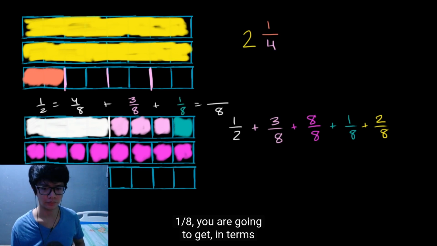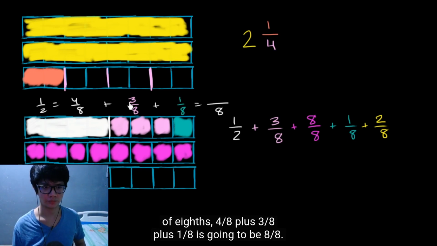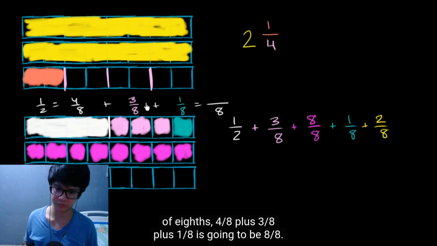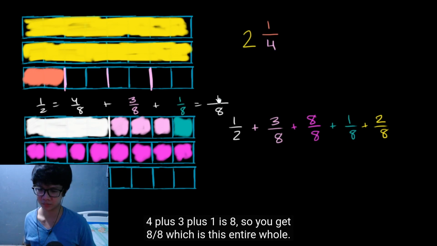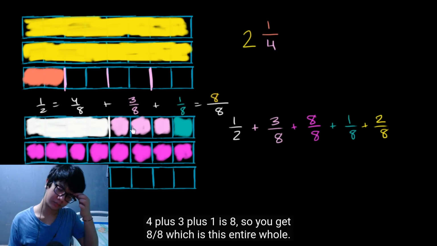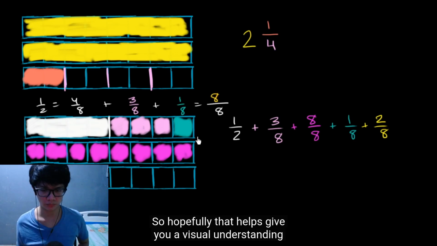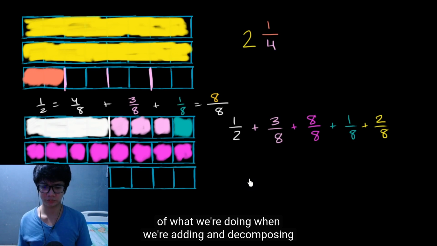get, in terms of eighths, 4 eighths plus 3 eighths plus 1/8 is going to be 8 eighths. 4 plus 3 plus 1 is 8. So you get 8 eighths, which is this entire whole. So hopefully that helps give you a visual understanding of what we're doing when we're adding and decomposing these fractions a little bit more.